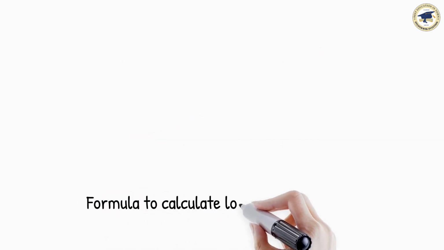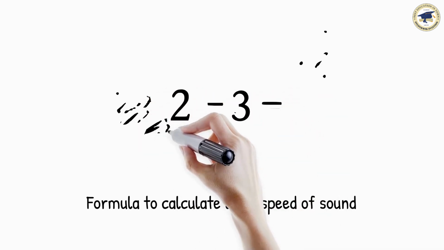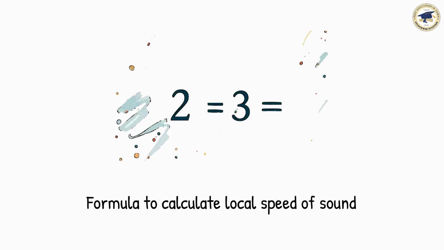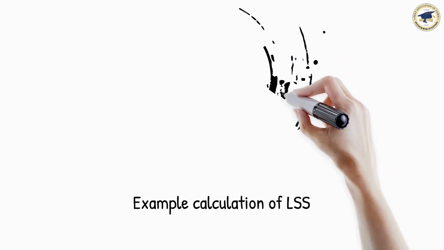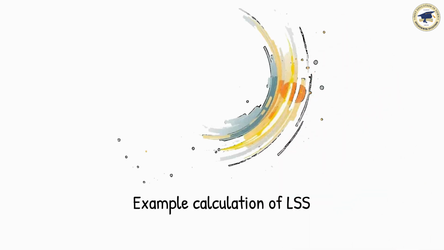We calculate LSS using a simple formula. It is 38.95 multiplied by the square root of the static air temperature, measured in Kelvin. Remember, to convert Celsius to Kelvin, we just add 273. For example, if the outside air temperature at cruising altitude is minus 50 degrees Celsius, we convert it to Kelvin. Minus 50 plus 273 equals 223 Kelvin. Put this into the formula, and we get 38.95 times the square root of 223, which is approximately 582 knots.